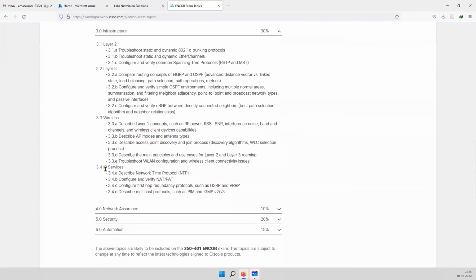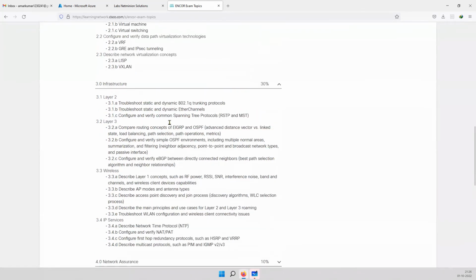And after wireless, we will talk about IP services. This is not routing. Why is this different from routing protocols? Because here we will talk about the services which are based on IP addresses. So NTP is one, okay. NAT is one, NAT and PAT, HSRP, VRRP, these are the ones, okay. And we have multicast as well. We have PIM and IGMP. We are going to talk about that. So this is the infrastructure part.